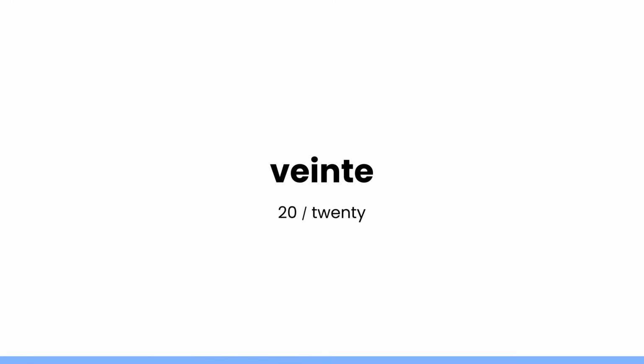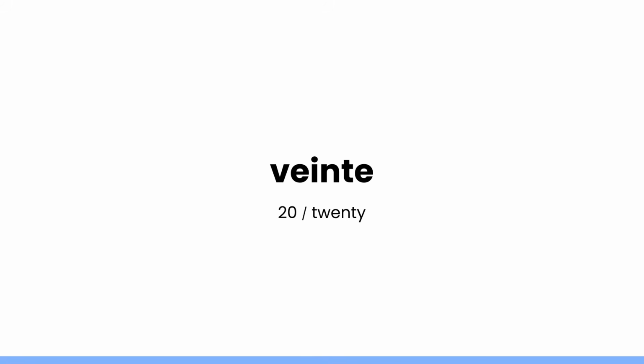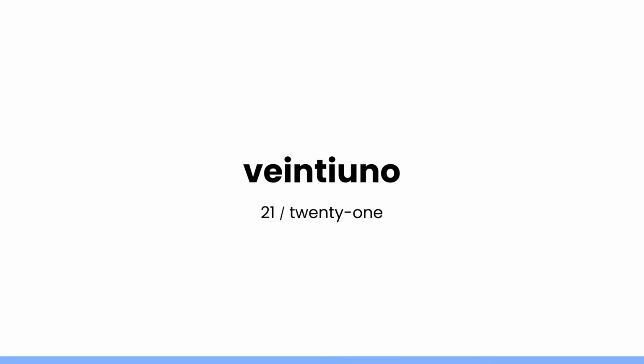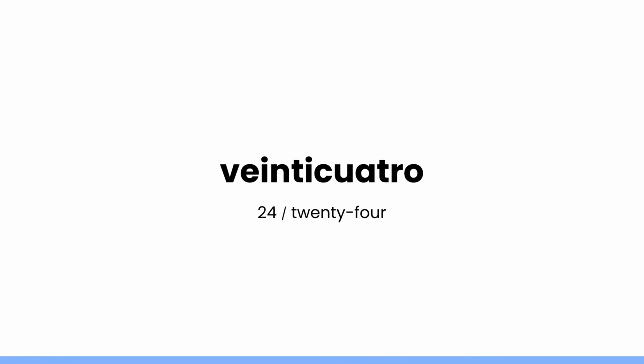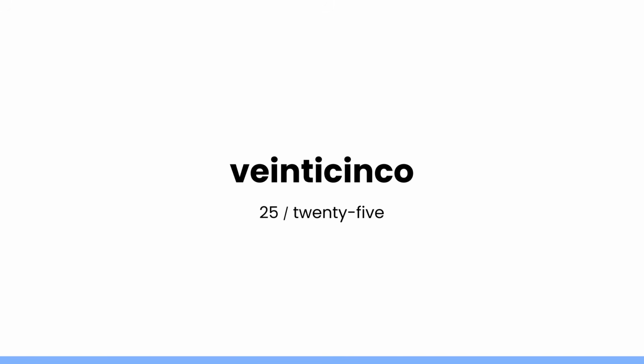And from 20 onwards it actually becomes just as easy as from 16 onwards. So pretty much we use that same trick of just adding the number at the end. So we say 20 and 1, veintiuno, 21. And then 22, veintidós. 23, veintitrés. 24, veinticuatro. And 25, veinticinco.